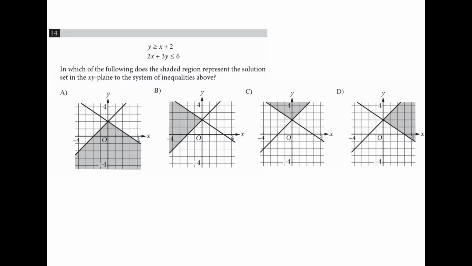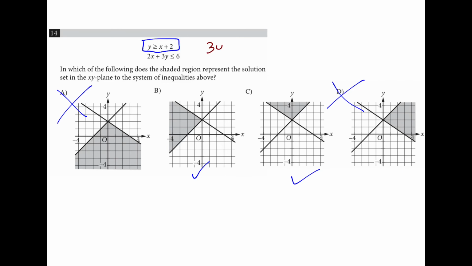So if I look at the top one, y is greater than x plus 2. My intercept should be 2. And my slope is 1. And I'm looking at a shaded area above this. So this is possible and this is possible. I rule out A and D.